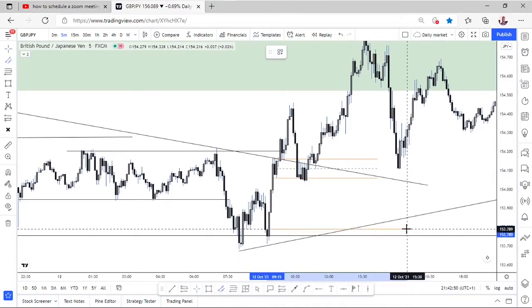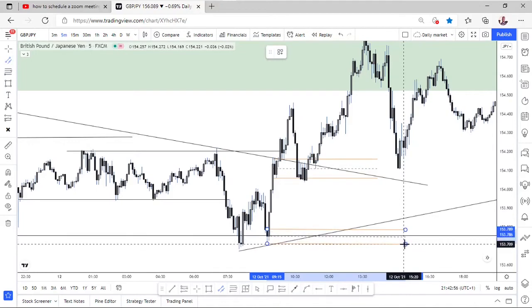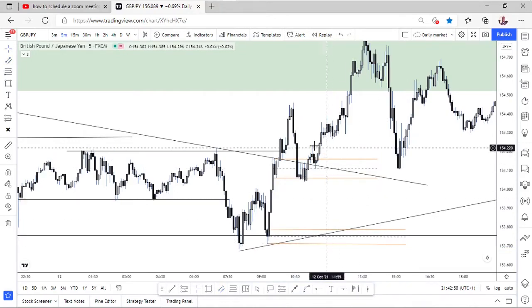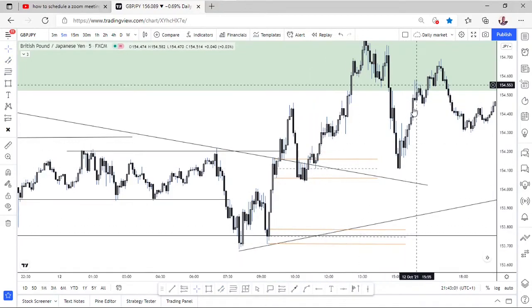So the market can be so crazy that it can come as far down as this block here before going in our favor. The market can retrace down to this one before going on.